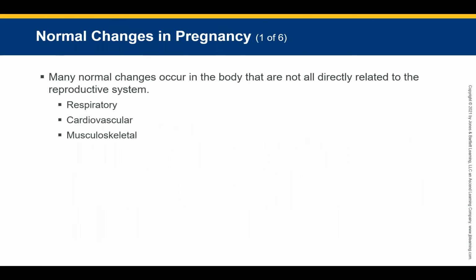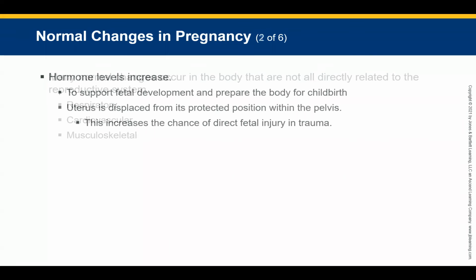Normal changes in pregnancy. During normal pregnancies, 4 body systems undergo major changes. Those major changes are the respiratory system, the cardiovascular, and the muscular system. Whew, that word already got me there. In the reproductive system, hormone levels increase to support the fetal development and prepare the body for childbirth. This puts the woman at increased risk for complications from trauma, bleeding, and some medical conditions.